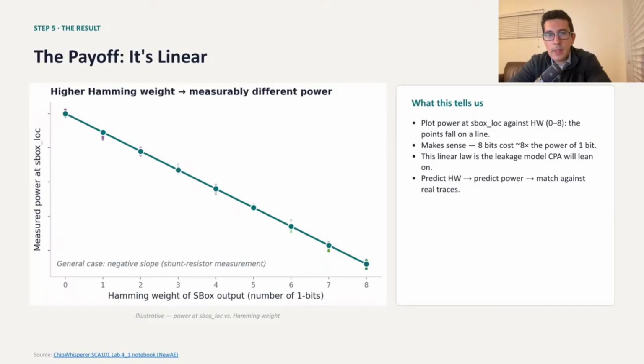That linear relationship encodes our leakage model. Setting 8 bits costs about 8 times the energy of setting 1. Correlation power analysis' entire trick is to predict Hamming weights from guesses of key and plaintext, turn those into predicted power values, and then look for the key guess whose predictions correlate best with real traces.